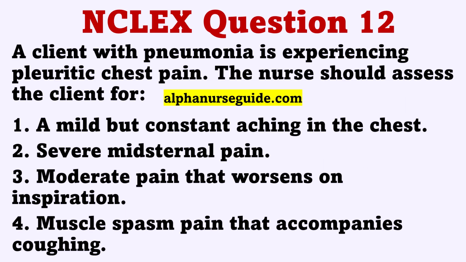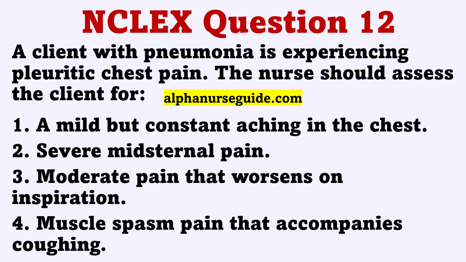A client with pneumonia is experiencing pleuritic chest pain. The nurse should assess the client for 1. A mild but constant aching in the chest. 2. Severe midsternal pain. 3. Moderate pain that worsens on inspiration. 4. Muscle spasm pain that accompanies coughing.